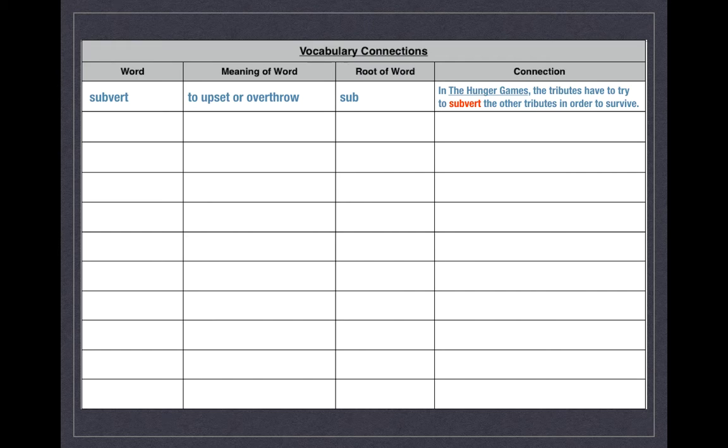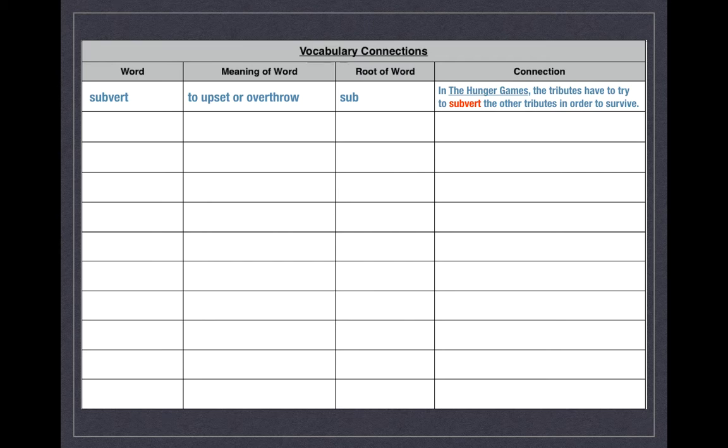You do want to use the word in context for your connection, but there are 3 different types of connections you can think of. You can think of personal connections, meaning some way that the word relates to you in your life. You can think of a world connection, so it's a way that the word could be used or might be applied in someone else's life. Or you can think of a literature connection, which means it's a way that the word relates to or connects with a book that you've read.